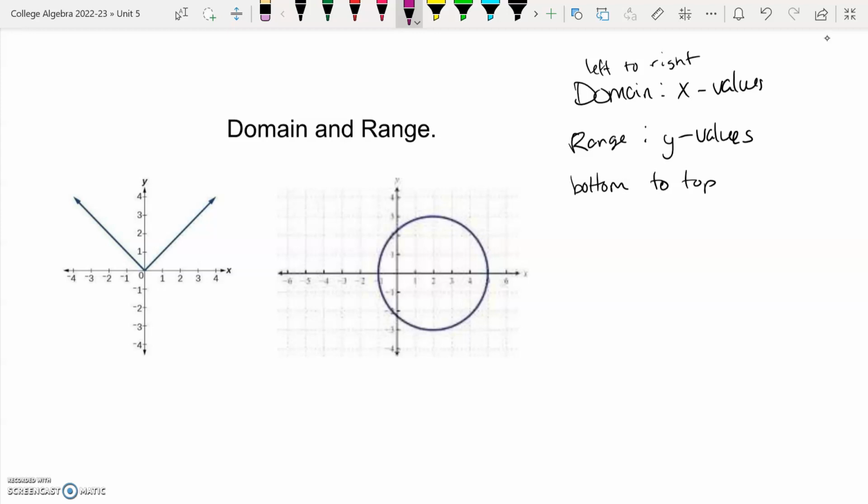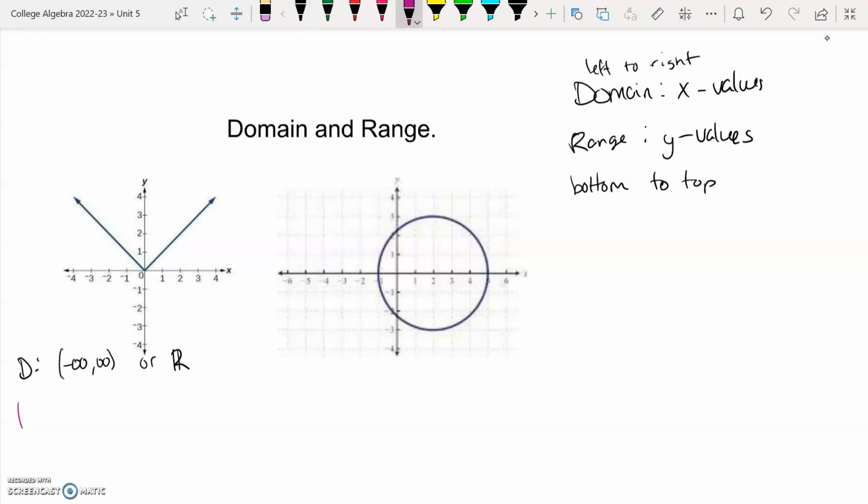So if we look at this graph right here, the first one, I just like to start off with a basic domain and range problem. This thing goes forever in the left direction and forever in the right direction. So we're going to say the domain of this function is negative infinity to infinity, or you could just type in the all real numbers button.